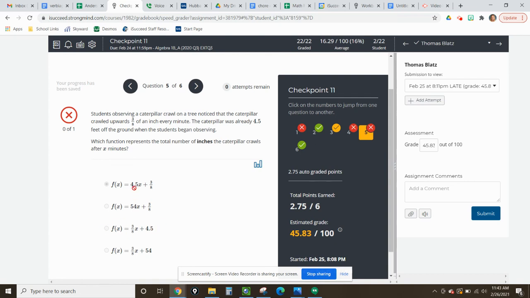So you chose this one. This would be every minute the caterpillar is moving 4.5 feet, and then plus it was already 3/8 inches off the ground. So that's not what this was saying. It was saying every minute it's moving 3/8, and it was already 4.5 off the ground. So hopefully that makes sense to choose this one down here.